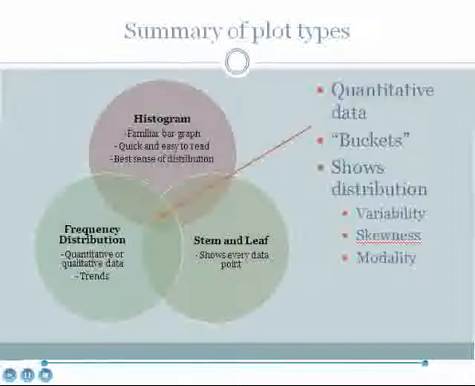Each of the 3 plot types has some attributes in common. They all show quantitative data, and each buckets the data, meaning that it shows groups of data within a certain range of quantitative values. This helps to simplify the data set and summarize the trends in the data. It also shows aspects of the distribution, such as variability, skewness, or whether the data is skewed to one side or the other in the distribution, and modality, or the number of peaks in the distribution.